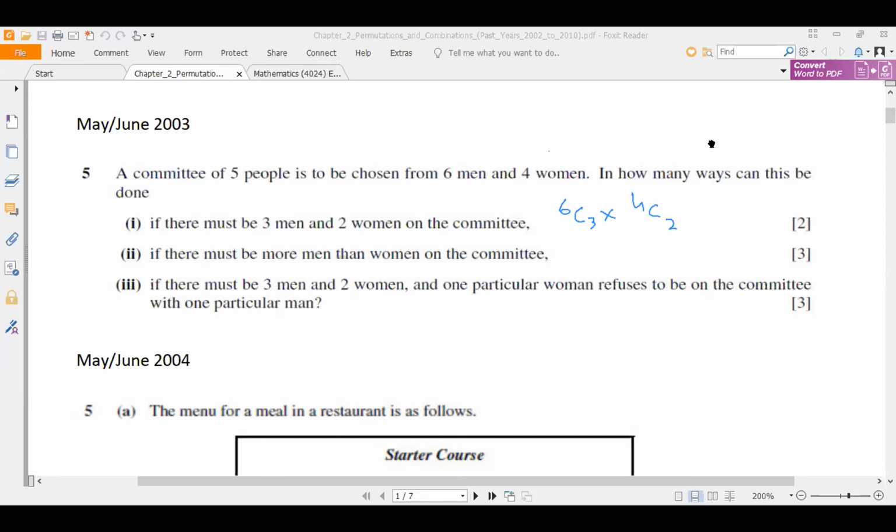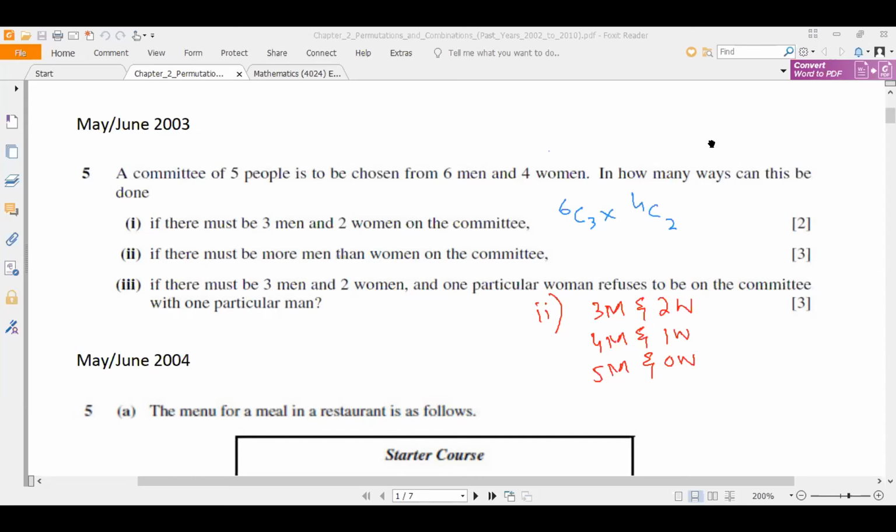Part 1. Then part 2, if there must be more men than women on the committee. More men than women. So second part, options are more men than women mean 3 men and 2 women, 4 men and 1 woman, 5 men and 0 women. So these are the 3 options in which you will see the number of men are more than women. There is no other option. So this plus this plus this or this or this.